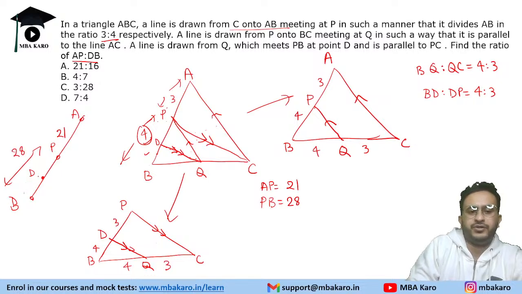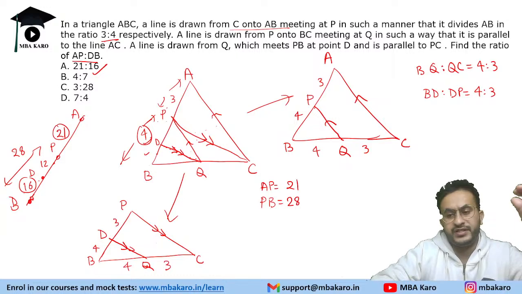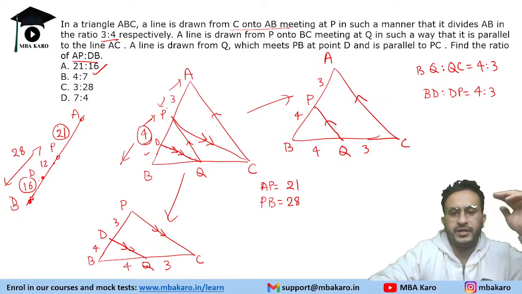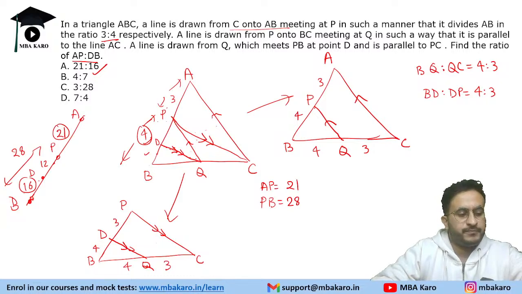Now PD ratio DB is 3 ratio 4. So 28 into 7 parts is 4 per part, so this will be 12 and this will be 16. Okay, so we need to tell AP ratio DB. AP is 21 and DB is 16. So 21 ratio 16. So it is a question on similar triangles and requires a bit of effort to solve. It depends, like if you are able to visualize the problem faster, you can do it fast.